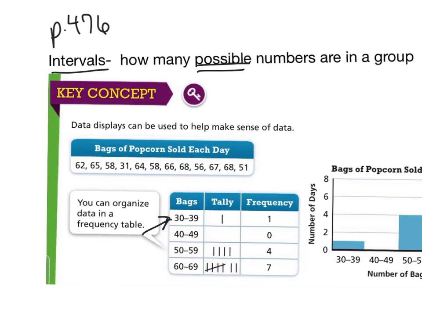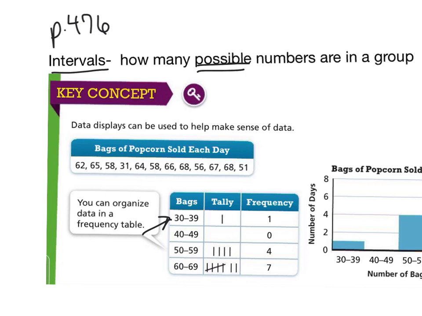They're going by intervals of 10. The first group is from 30 to 39. If you look at 30 to 39, you might think it's 9 numbers, but if you count it out, from 30 to 39 is actually 10 different numbers. So again, just showing you here how on the key concept you can take the information and organize that into a frequency table.